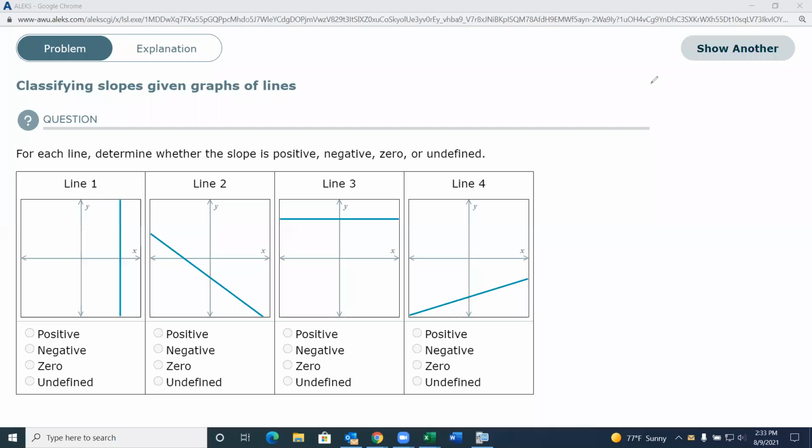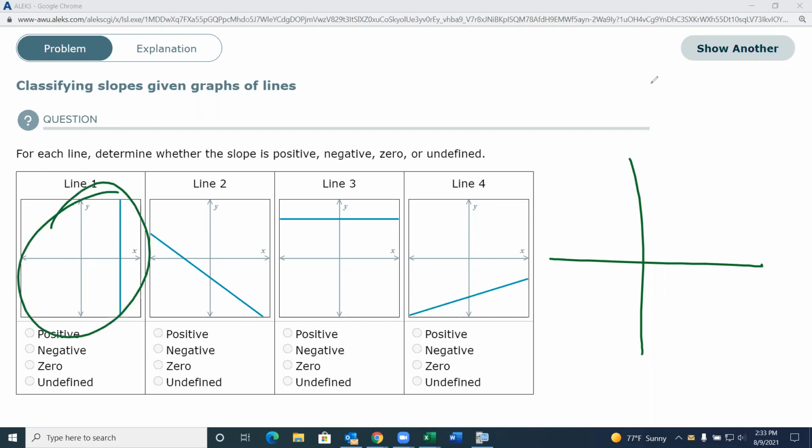Okay, so let's see if we can figure out what kind of lines we have here. Now, we read graphs from left to right, just like reading a book. So from left to right, let's start with line number 2. Is the graph going up or down? Well, from left to right, it's going down. So it is going to have a negative slope. It is a decreasing line, a decreasing function. On this one, from left to right, it's going up. Okay, it has a positive slope.